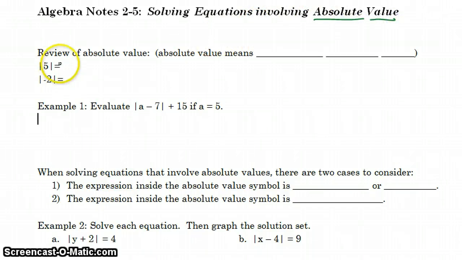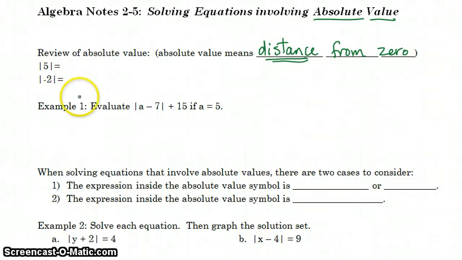Now, the idea of absolute value is not a new idea. Let's review what absolute value means. Absolute value just means the distance that a number is from 0. The distance from 0 is its absolute value. And distance can never be negative. Whenever you measure distance, it's always positive. So the absolute value of 5 is 5.